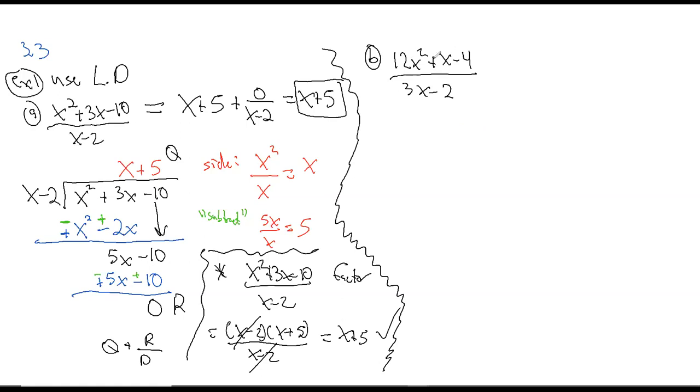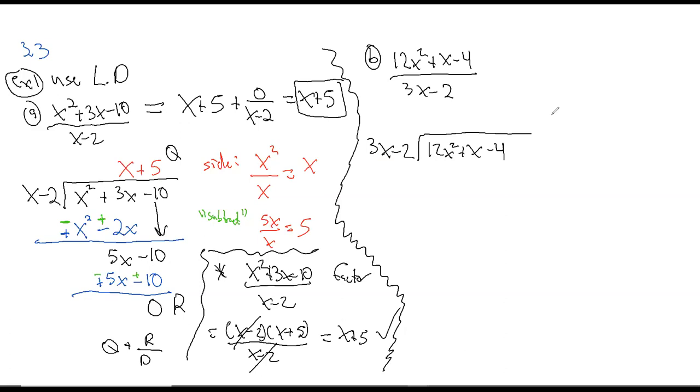All the terms are accounted for, they're in descending order, so we put the 3x minus 2 on the left, the 12x squared plus x minus 4 on the right. I'm going to go a little quicker this time. For the division, again, we're looking at just the leading terms, the 3x and the 12x squared.